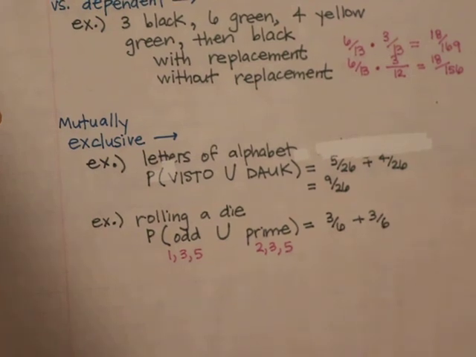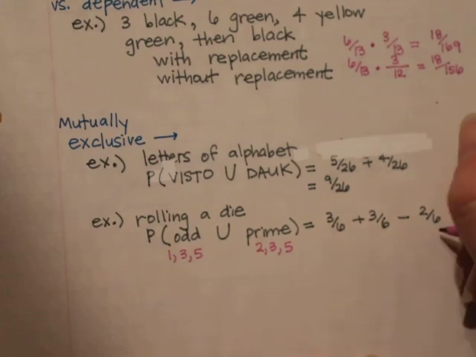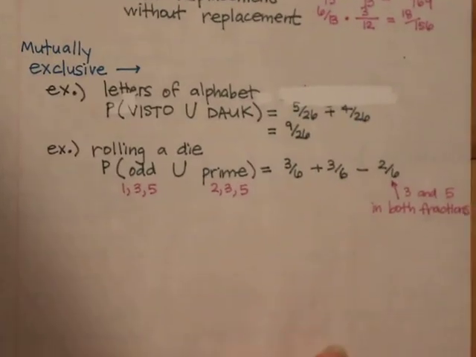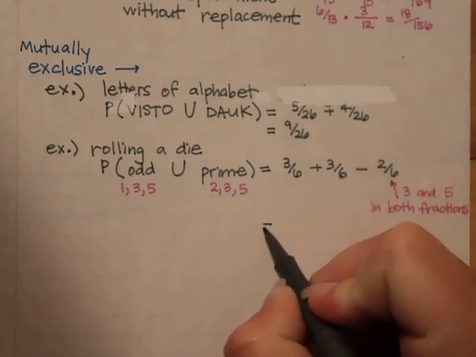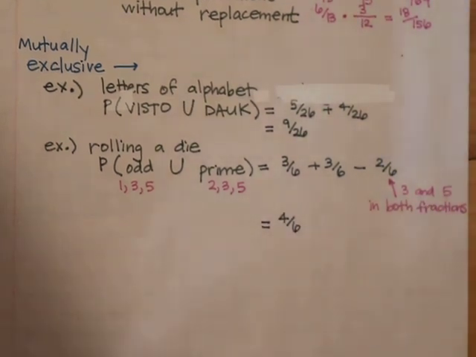But I need to account for the fact that 3 and 5 were double counted. They showed up in both fractions. And so I need to subtract it out, because we don't want that. So when I do that, instead of having a probability of 6 out of 6, it drops me down to 4 out of 6. So those are mutually exclusive events, or events that have a little bit of overlap, right? That would be inclusive, but I just like to think of them all as mutually exclusive.